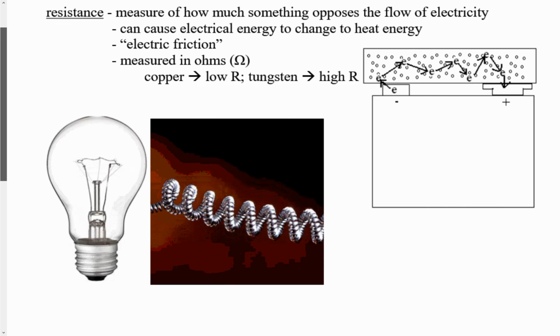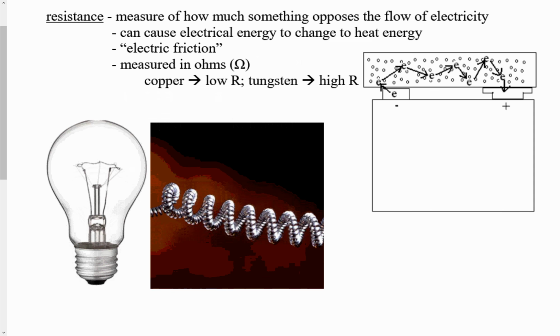So usually when we start thinking about insulators and conductors, how we measure them is what we know as resistance. It's how much something can oppose the flow of electricity.